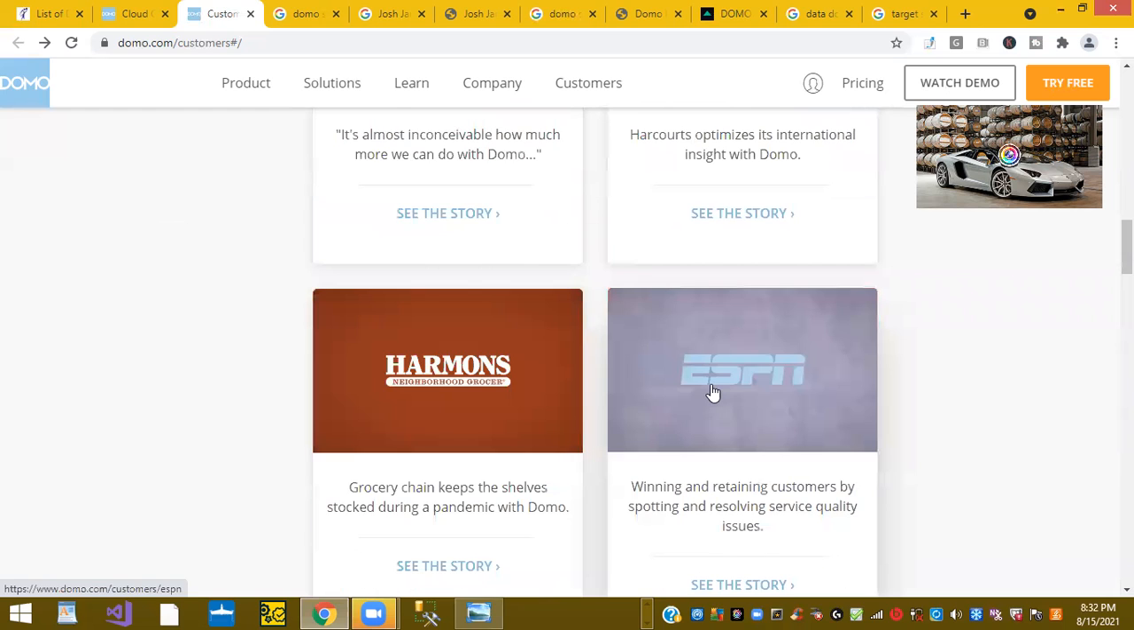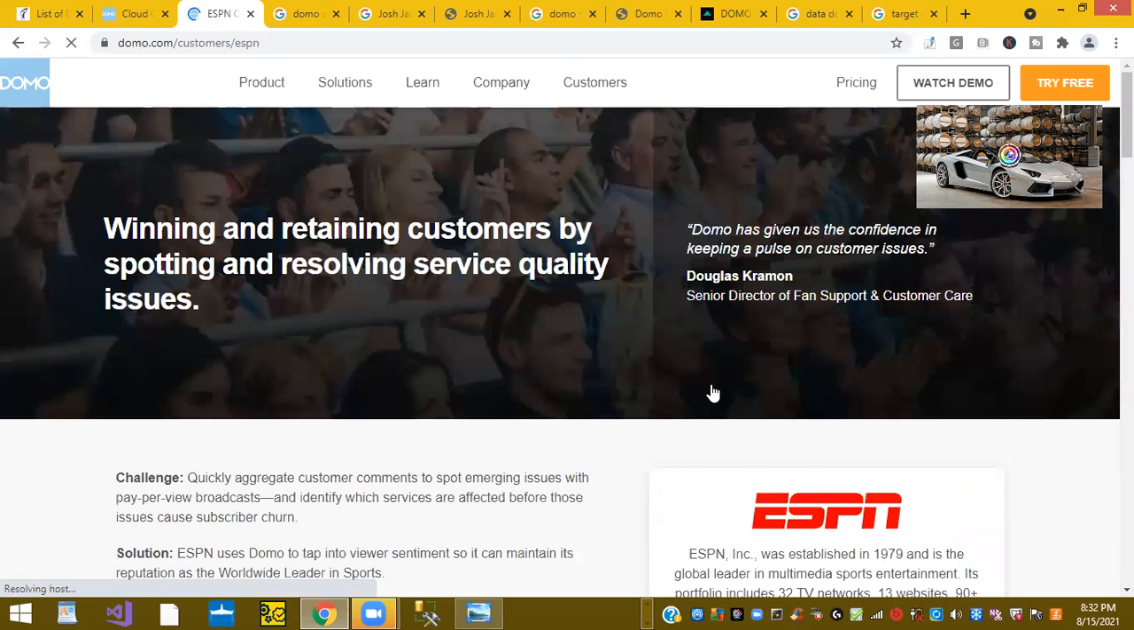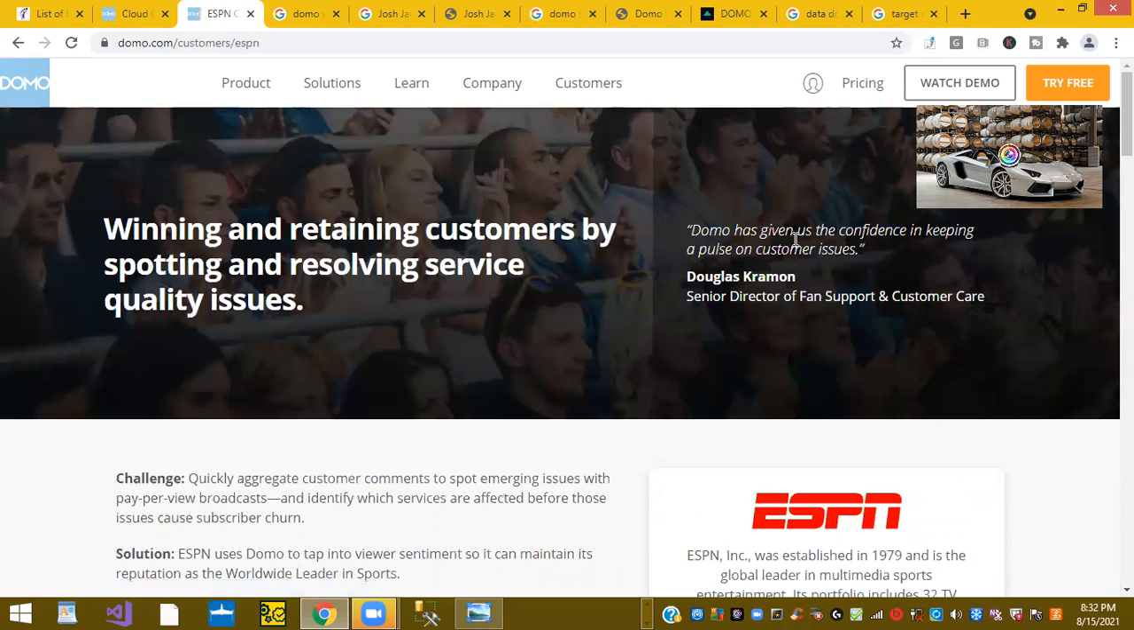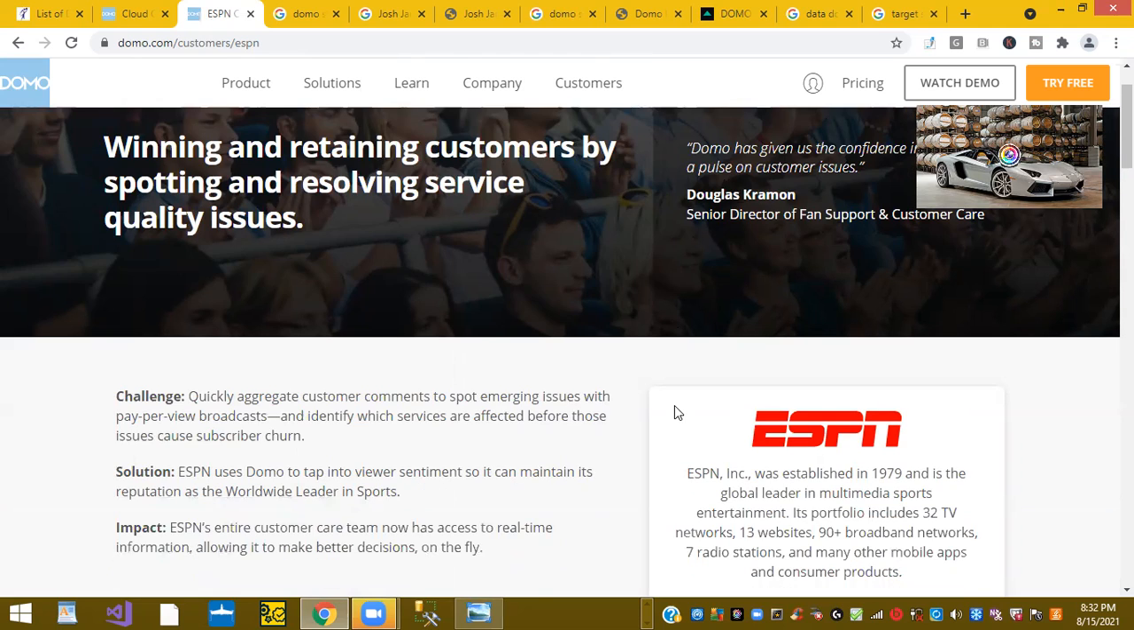And here's the one, ESPN. So again, I like this one. It says, Domo has given us the confidence in using a pulse on customer issues. And again, this is real time. When the ESPN execs are connected to the app or their business intelligence manager, they can see real-time customer issues, not like last night, not last week. It's real time. So they get alerts and graphs that tell what's going on.